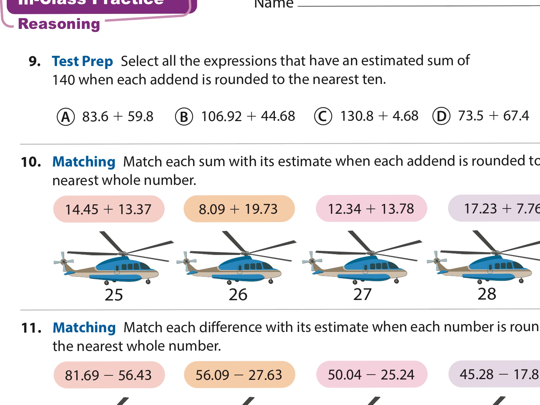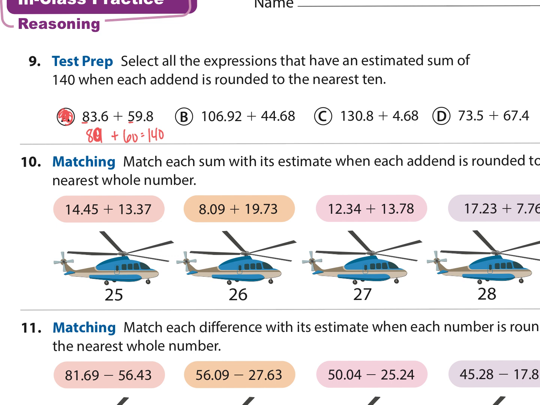Let's look at A. If I round A to estimate it, this would be about maybe 84 plus 60. If I'm adding them together, what do I end up with? 144, right? Well, what if I just made this 80? What if I rounded to the nearest 10 and I did 80 plus 60? Would that be 140? Yeah, so this one can work.